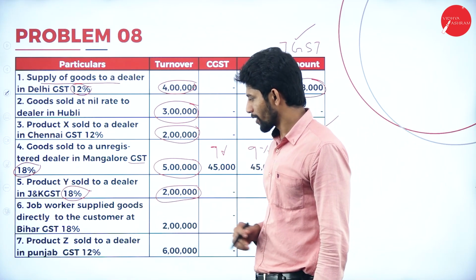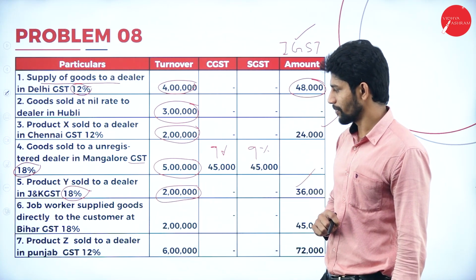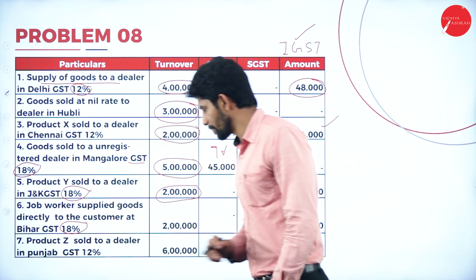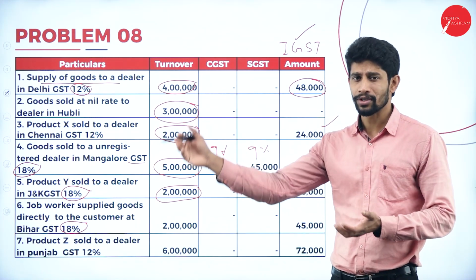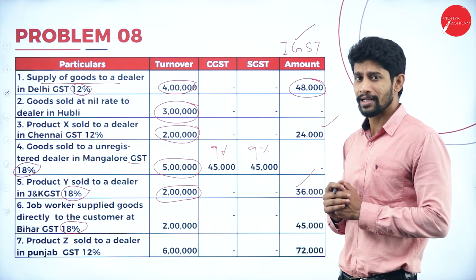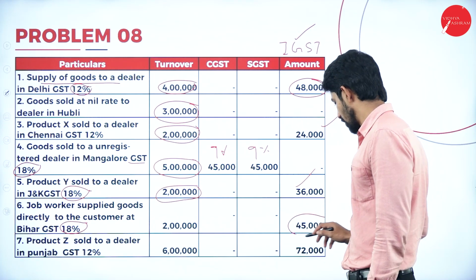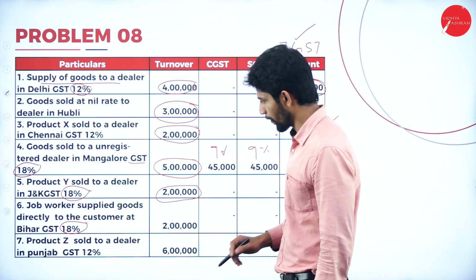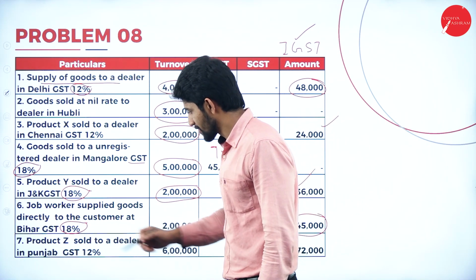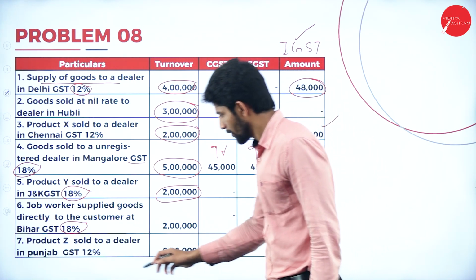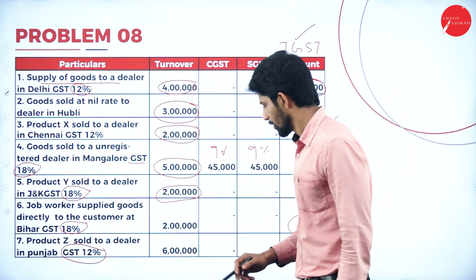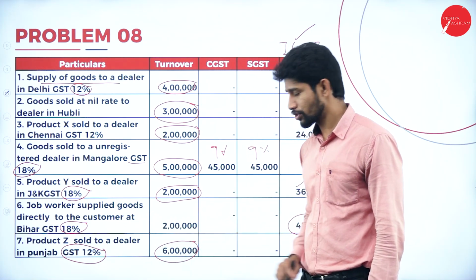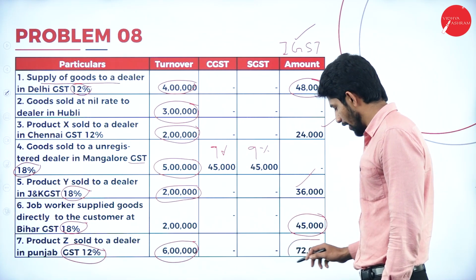Next one, job worker supplied goods directly to the customer at Bihar, rupees 2 lakhs, GST is 18%. So here he sold the goods, job worker sold the goods to the customer. So IGST is applicable. Compute 18% on 2 lakh, you will get 45,000. Next one, product Z sold to a dealer in Punjab, GST is 12%. Punjab, that means IGST is applicable. On 6 lakh, compute 12%, you will get 72,000 IGST.